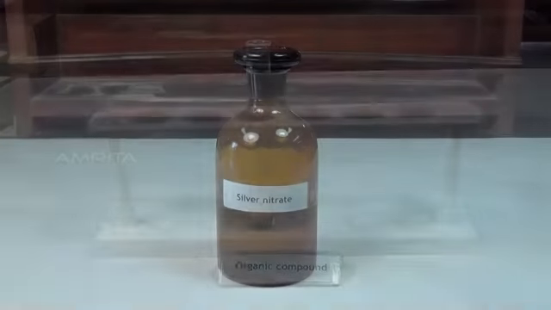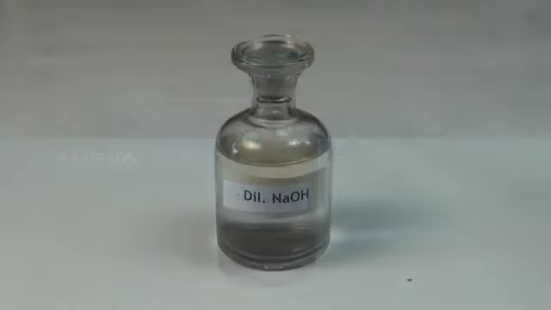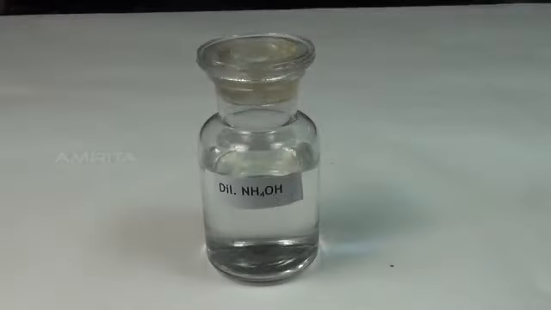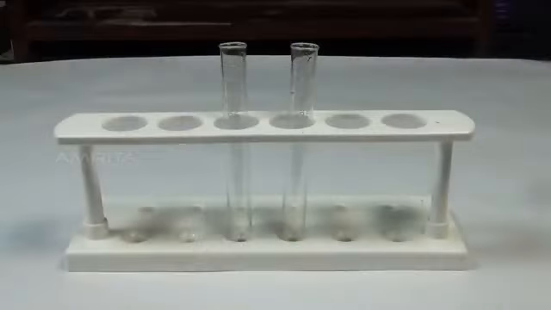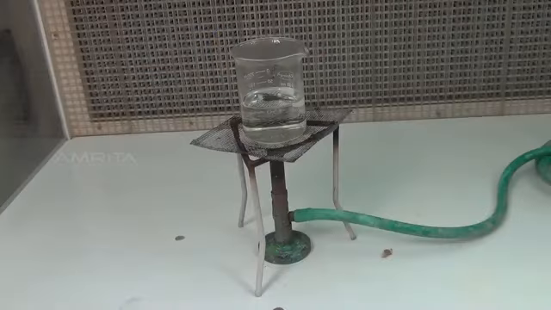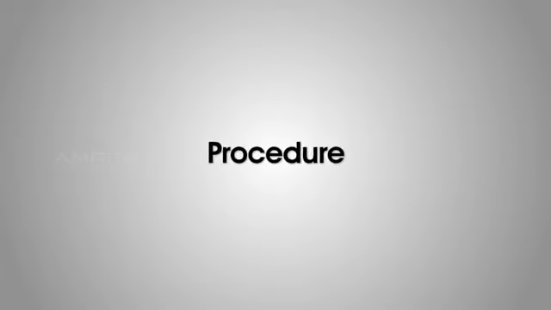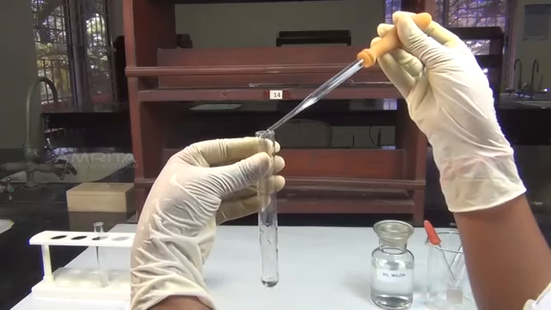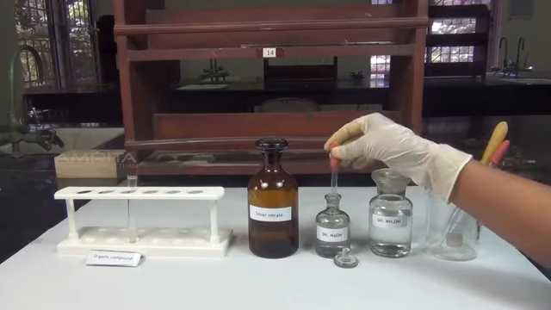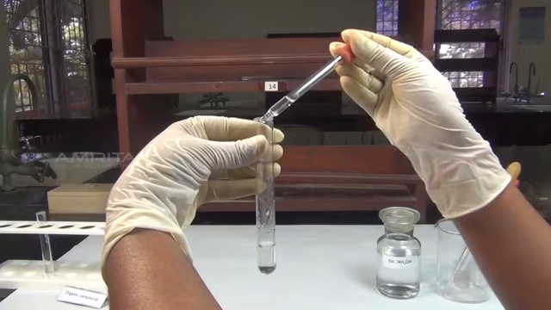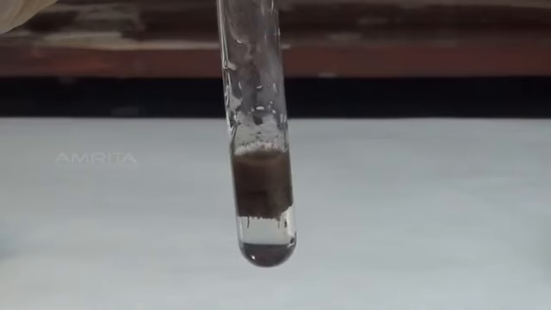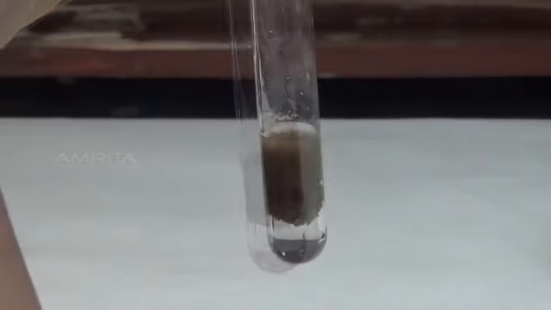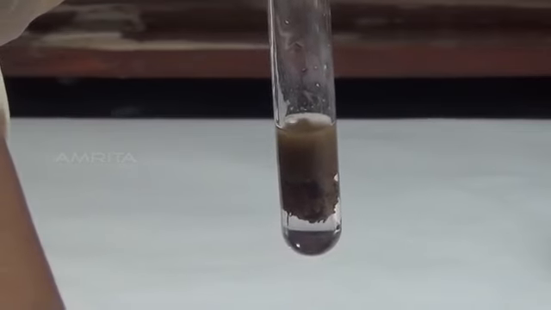Tollens test. Materials required: organic compound, silver nitrate solution, dilute sodium hydroxide, ammonium hydroxide, test tubes, droppers and water bath. Procedure: take a small quantity of silver nitrate solution in a test tube using a dropper. To this, add a few drops of dilute sodium hydroxide solution using a dropper. Silver nitrate reacts with sodium hydroxide to form a brown precipitate of silver oxide.